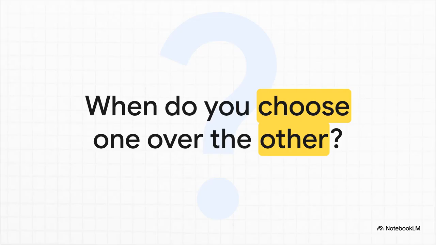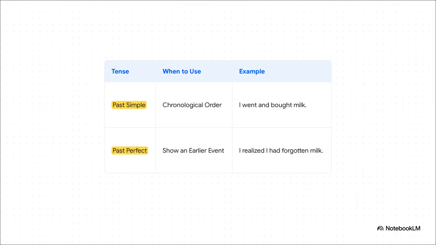This is the million-dollar question, right? Because getting this right is what really elevates your storytelling. It takes you from just listing events to actually crafting a narrative. So let's make it super simple. Here it is, the simple rule of thumb. Use the past simple when everything is just happening in order, one thing after another. I went to the store and bought some milk. A, then B. Easy. But you use the past perfect when you need to jump back in time. I realized I had forgotten to buy milk. The forgetting happened before the realizing.